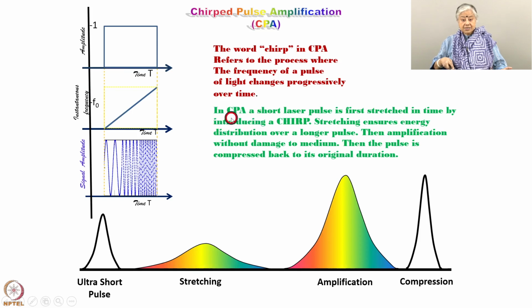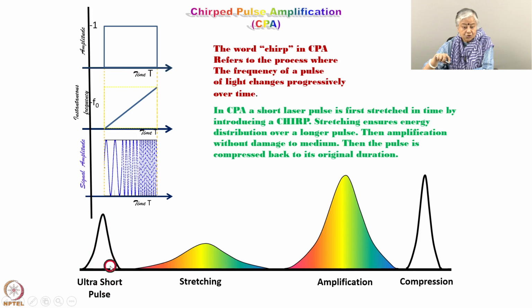In a CPA system, a short laser pulse is first stretched in time by introducing a chirp. Stretching ensures energy distribution over a longer pulse. Then comes amplification without damage to the medium. Then the pulse is compressed back to its original duration. This is what I show pictorially. You start off with an ultra short pulse. I say ultra short because we are talking about femtosecond pulses.